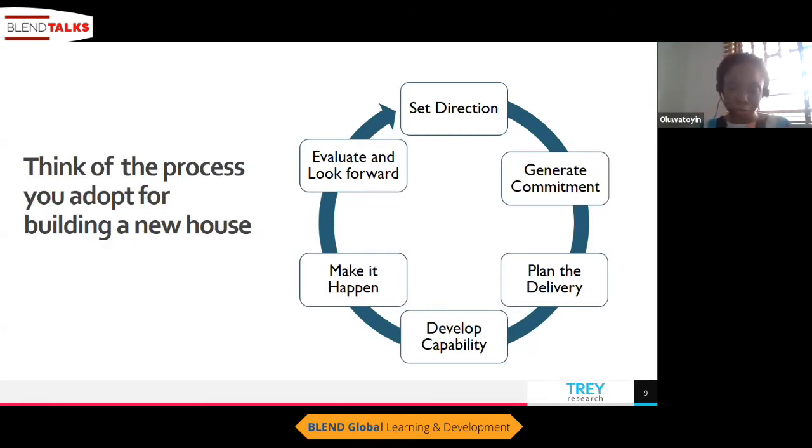So they do all these other things. They do the talking, they get the commitment, they set the direction, but to actually make the thing happen, they're not there. So as a leader, you also need to do the difficult bit of managing people, making things happen.